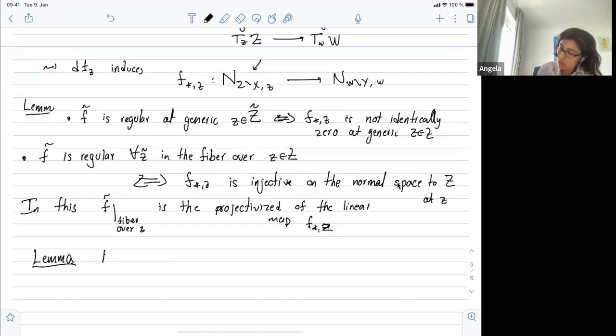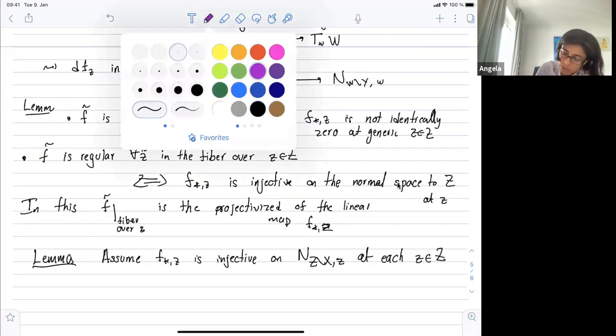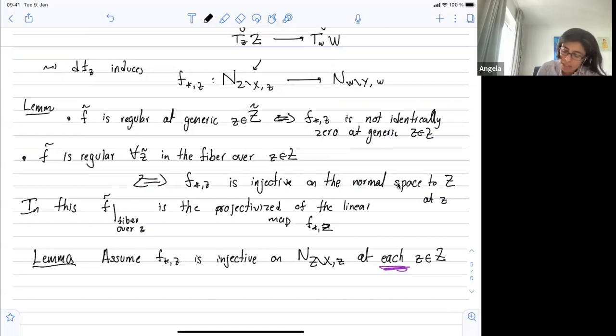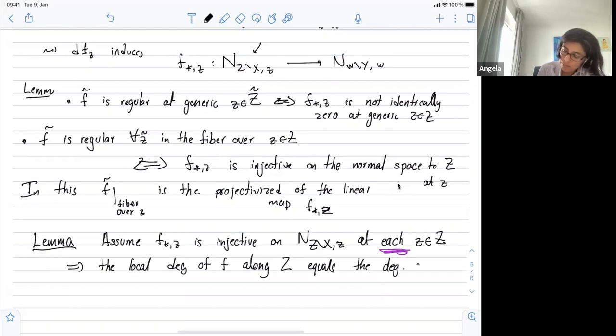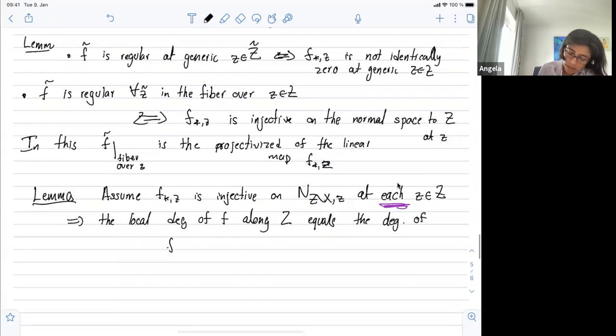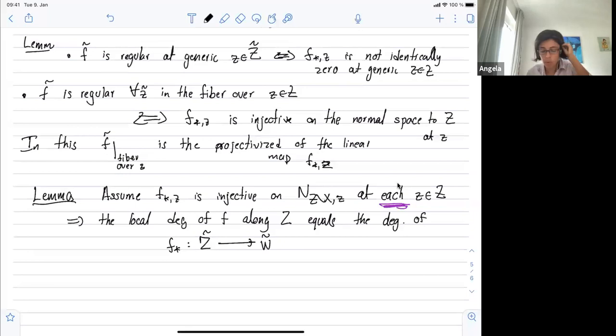It's not so difficult to show, but I'm just going to give it to you. Assume that this map is injective on the normal bundle of X over the point Z at each point in the set Z. And that's going to be very, very important. I will explain why. You have to guarantee this map is injective on every point of the set. Then the local degree of F along this component of the set equals the degree on the sectional divisors, which are of the same dimension. Both are divisors of the same dimension.